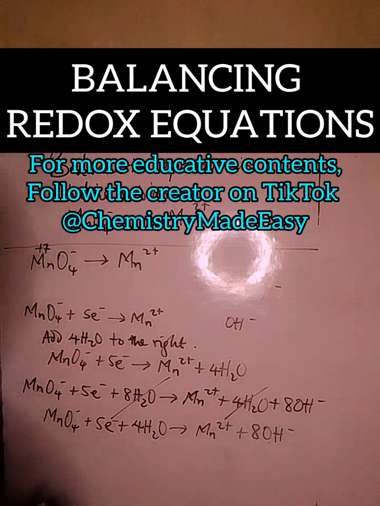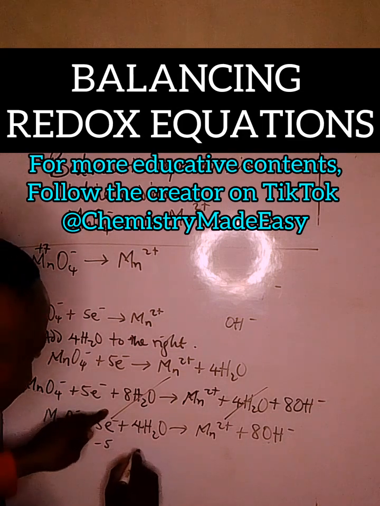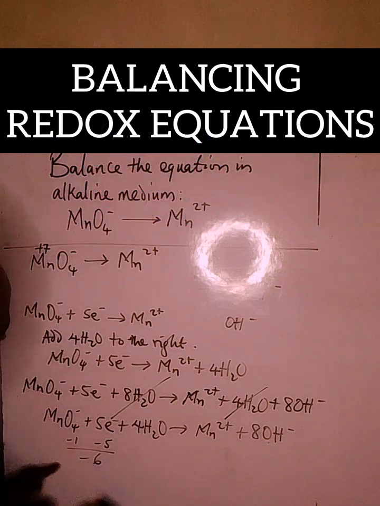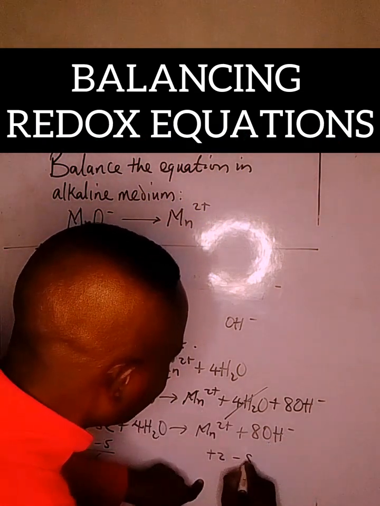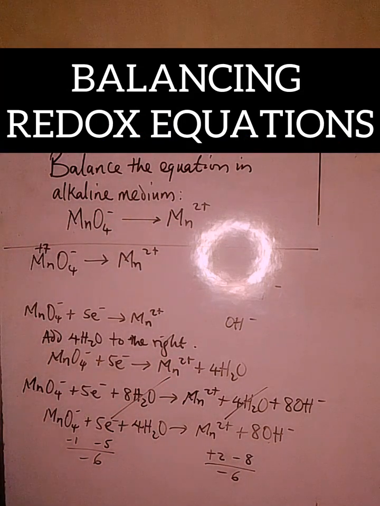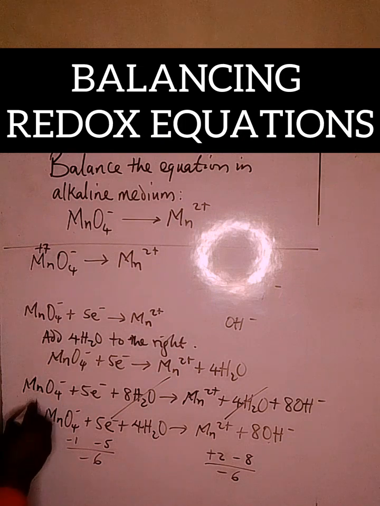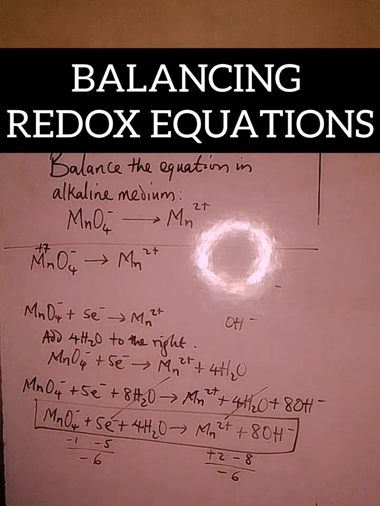Now, we balance the charge. This is -1, -5, that is -6. This is +2, -1 times 8, -8. +2 minus 8 is also -6. You see it? The charges are balanced. Therefore, this is the balanced equation in alkaline medium.